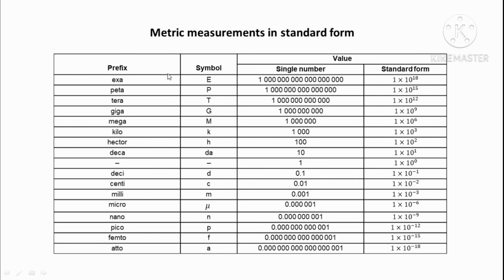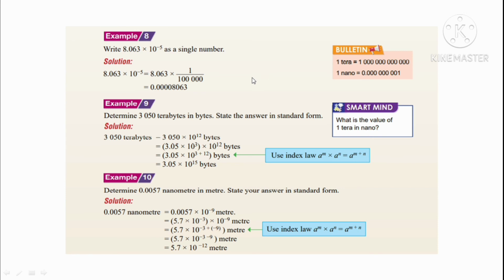For this example, you can use a metric measurement in standard form, where tera represents 10 to the power of 12. We will multiply it by 10 to the power of 12, and we also convert the single number to the standard form, which is 3.05 times 10 to the power of 3 in the bracket, and it will be multiplied with 10 to the power of 12 in bytes.